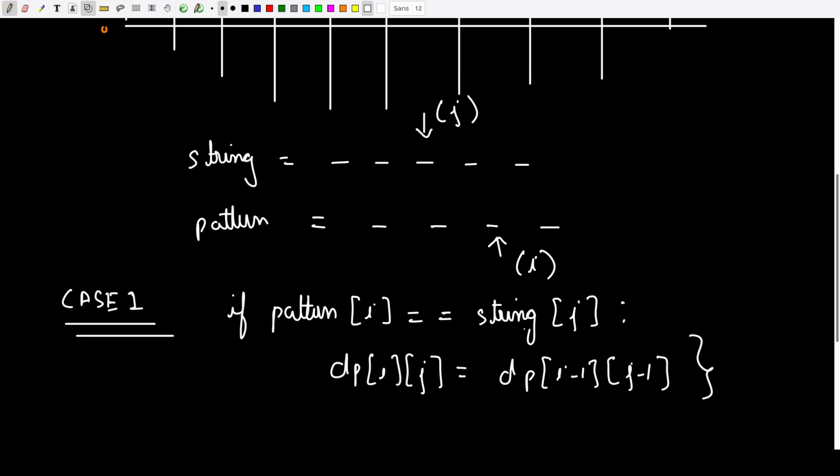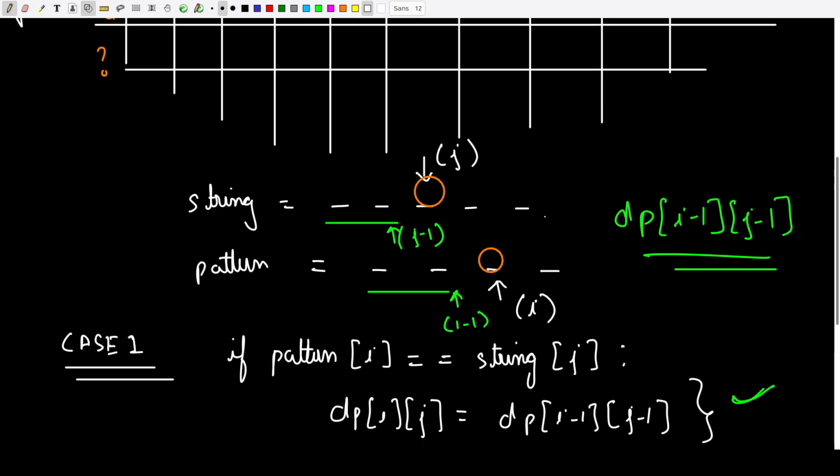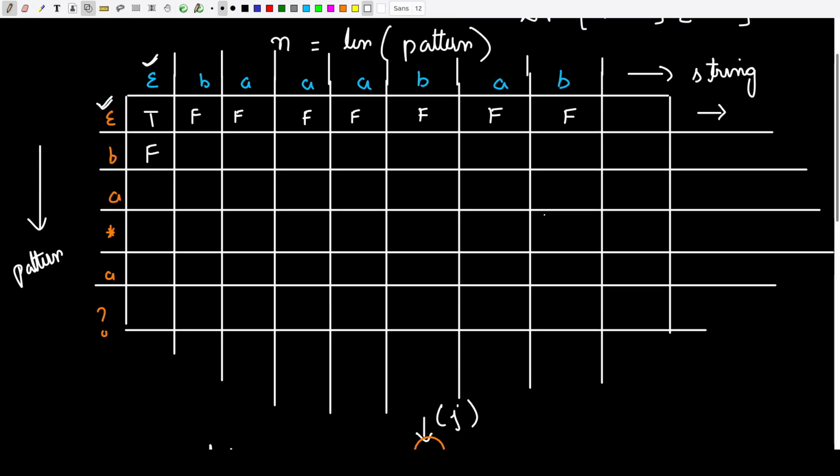What do we mean by this? Essentially, this position and this position match. All we have to do is check whether this and this match or not. As you can see, this position is j minus 1 and this position is i minus 1, because of which the solution will be there in the DP table at i minus 1 comma j minus 1, and that is what we are filling over here. So let us use this logic in order to populate the rest of the table.